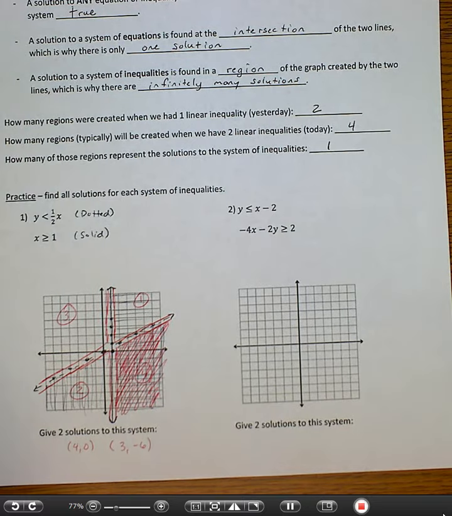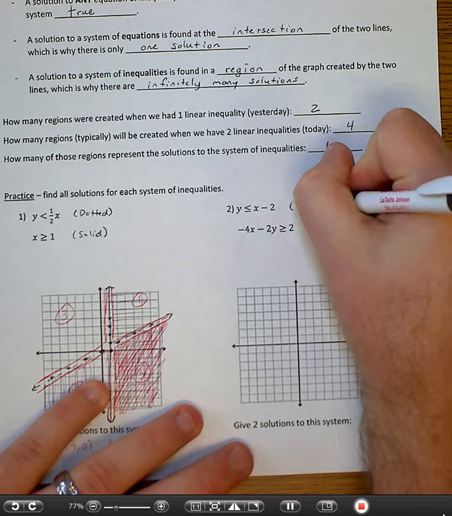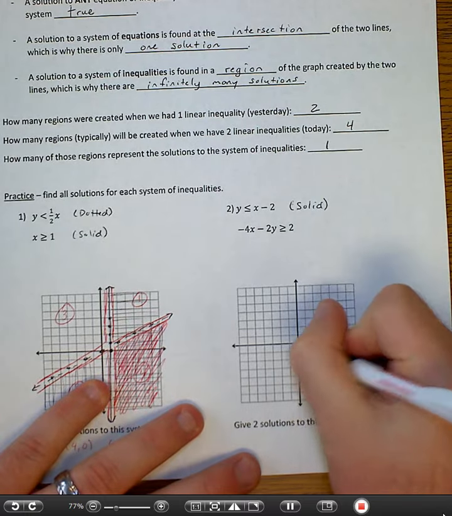Okay? Let's do the second one. Notice how I'm doing these. I do one at a time. So this one's going to be solid. Okay, I'm going to graph that and go down to 2. Up 1 over 1. Okay.